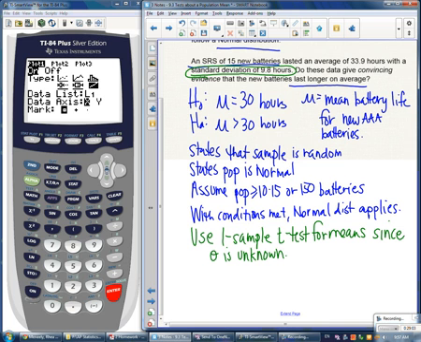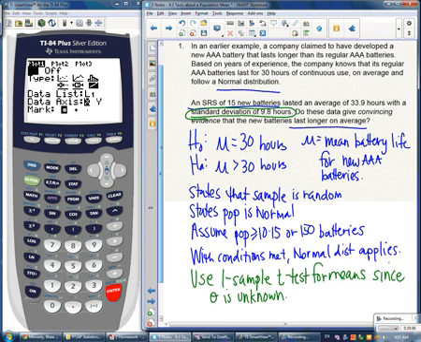Okay, now I'm going to go to my calculator. All right, I go to my test menu.